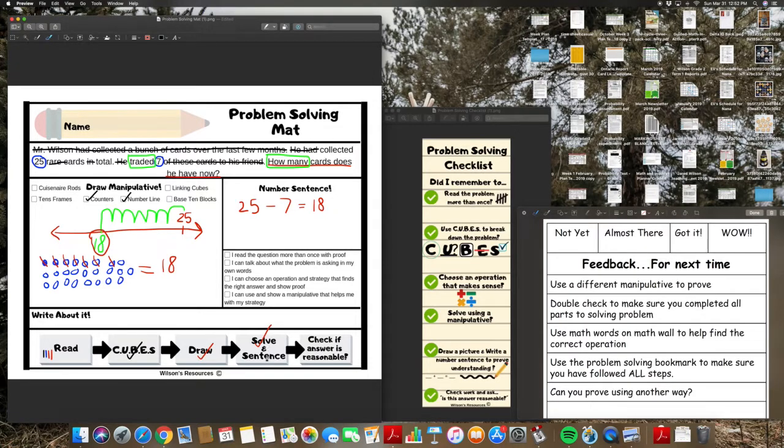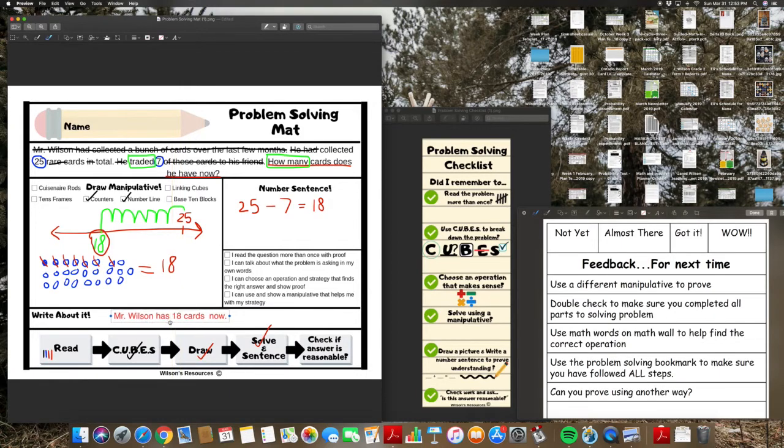And this happens to be the one part that a lot of students miss. And although it's been modeled, it happens sometimes. So again, we have to make sure that we've written our number sentence, look at our bookmark, and prove our understanding. So we can write a little sentence to answer the big question, which was, how many cards does he have now? Well, we know Mr. Wilson has 18 cards now. We're going to stick that right into our write about it.